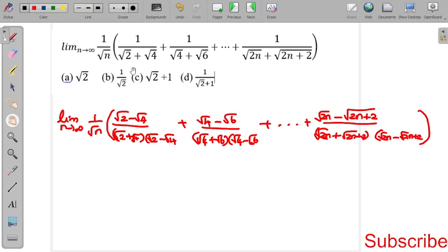Let's find the solution for this problem. Limit n tends to infinity 1 divided by root n, times 1 by root 2 plus 4, etc., up to 1 divided by root 2n plus root 2n plus 2. So for that, limit n tends to infinity 1 divided by root n.